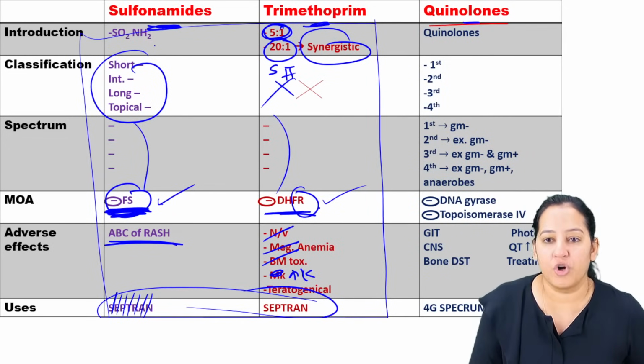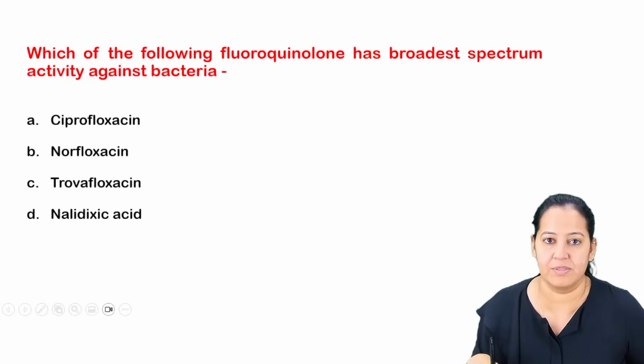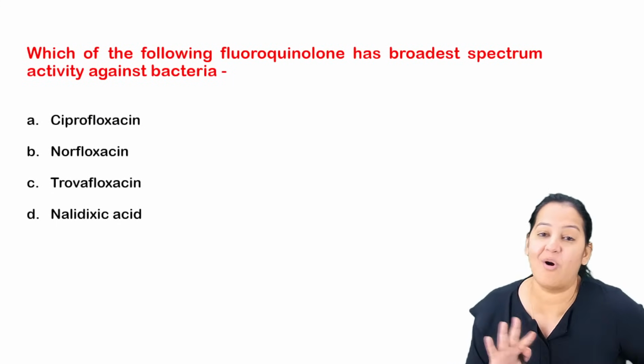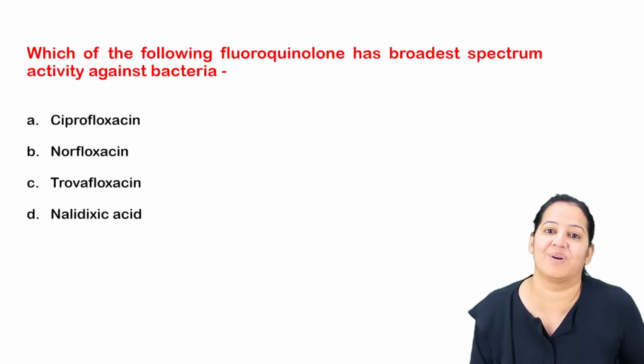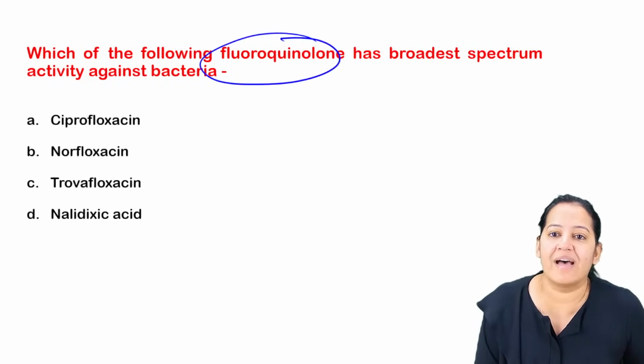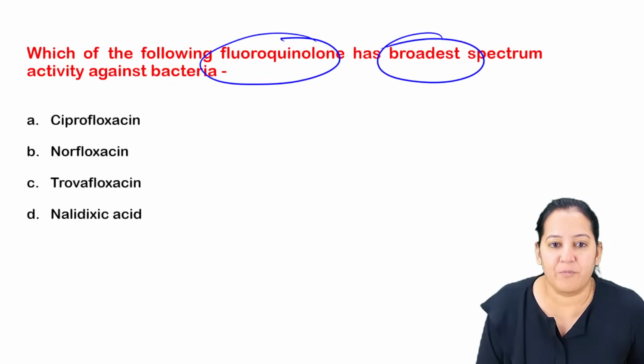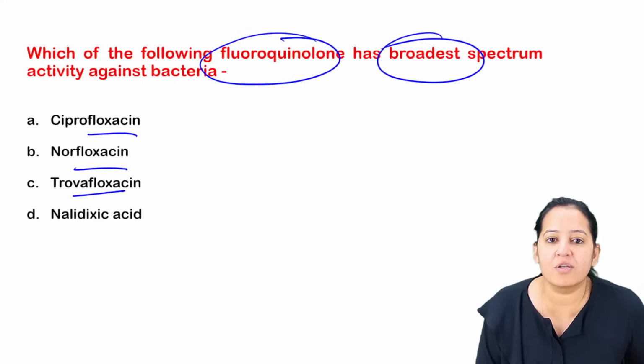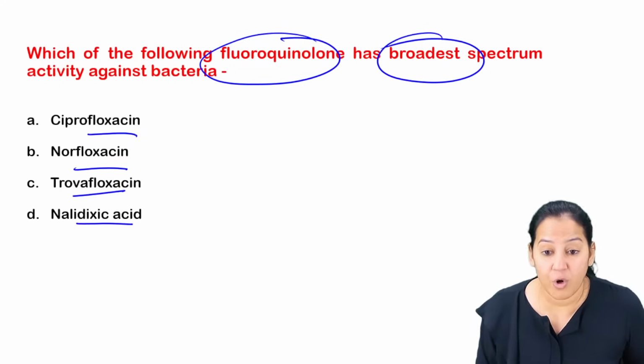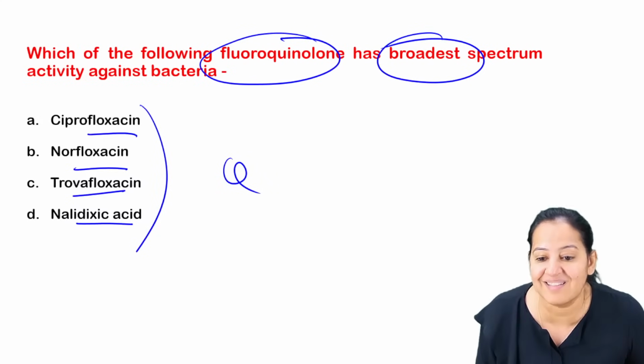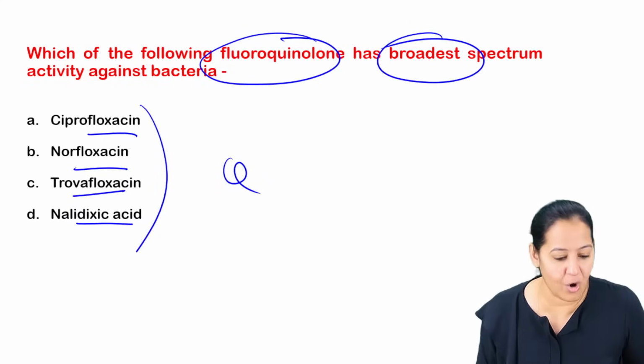So coming to the next question, in the form of the question, we will see the quinolones. Read the question first, then we will see all about the quinolones, fluoroquinolones. Which of the following fluoroquinolones has the broadest spectrum? Is it ciproflox, norflox, trovaflox, or nalidixic acid? They all are quinolones. Quinolones are floxacins. These are fluoroquinolones. These all are floxacins.